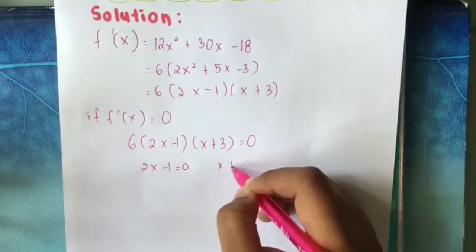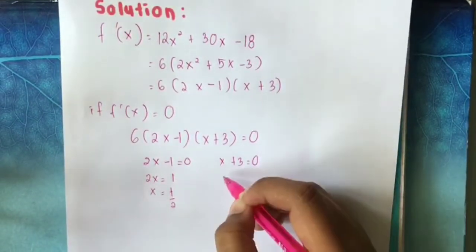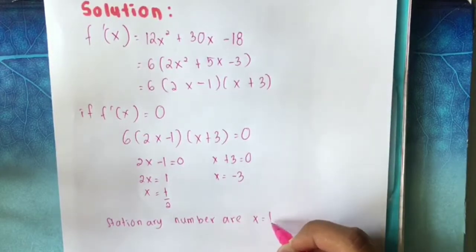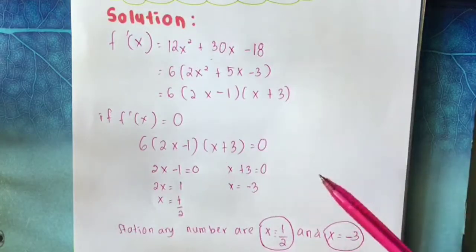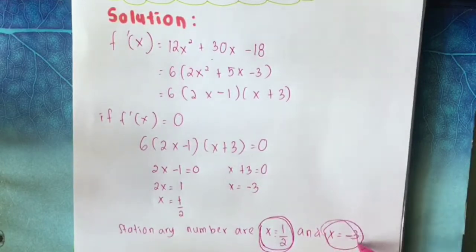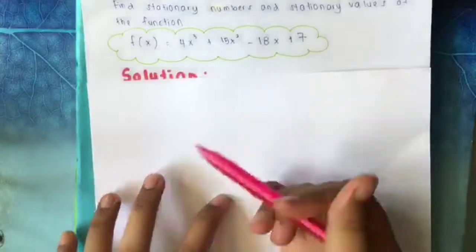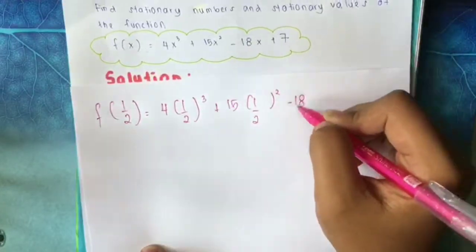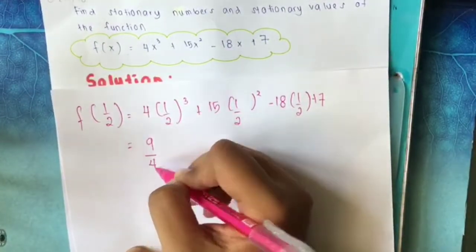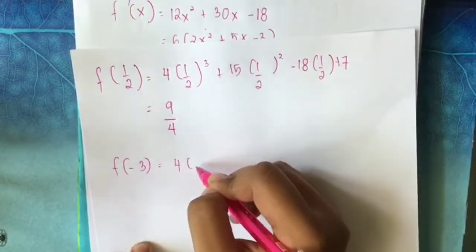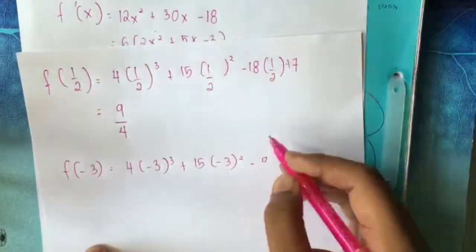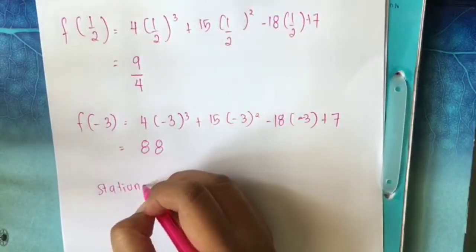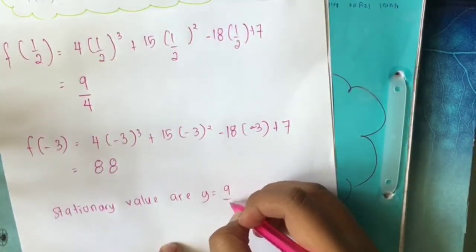Then we obtain the answer for the stationary number: x equal to 1 over 2 and x equal to -3. These are the stationary numbers. To find the stationary value, we will substitute the value of x into the original equation. When we substitute x equal to 1 over 2, the answer will become 9 over 4. Then we substitute x equal to -3, the answer will become 88. Finally, we obtain the answer for the stationary values, which are 9 over 4 and 88.